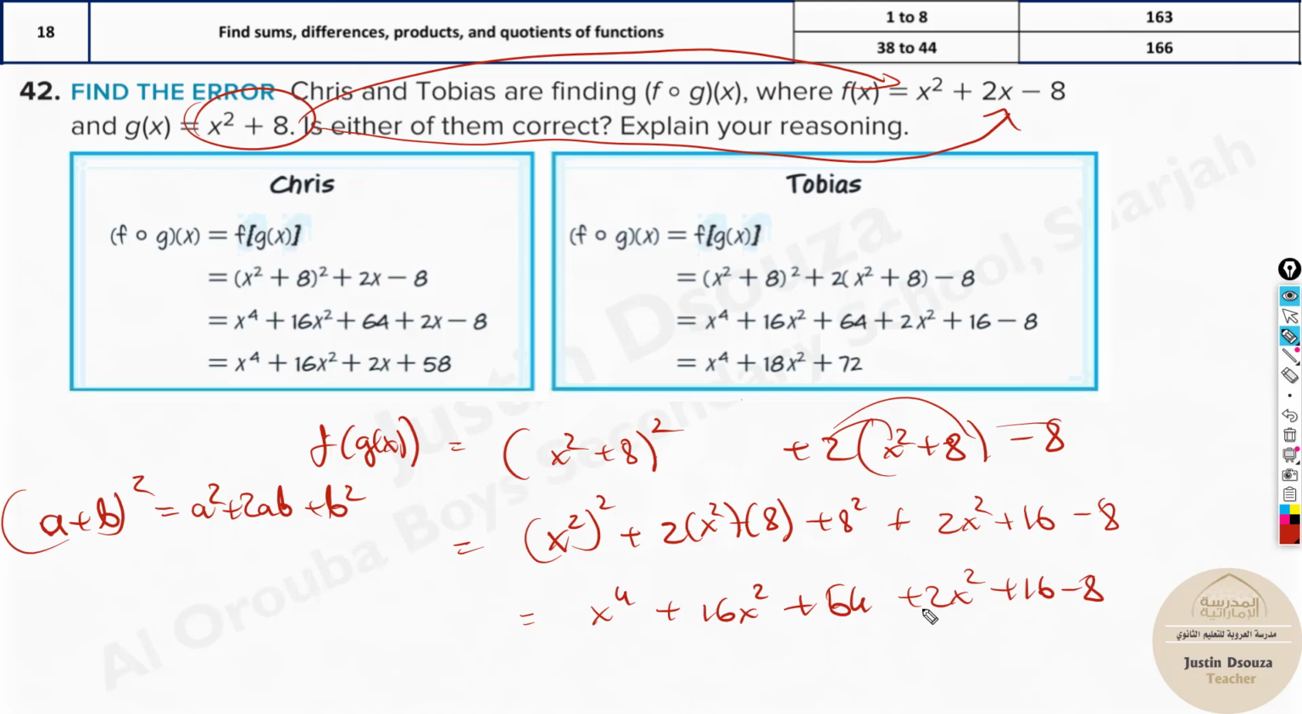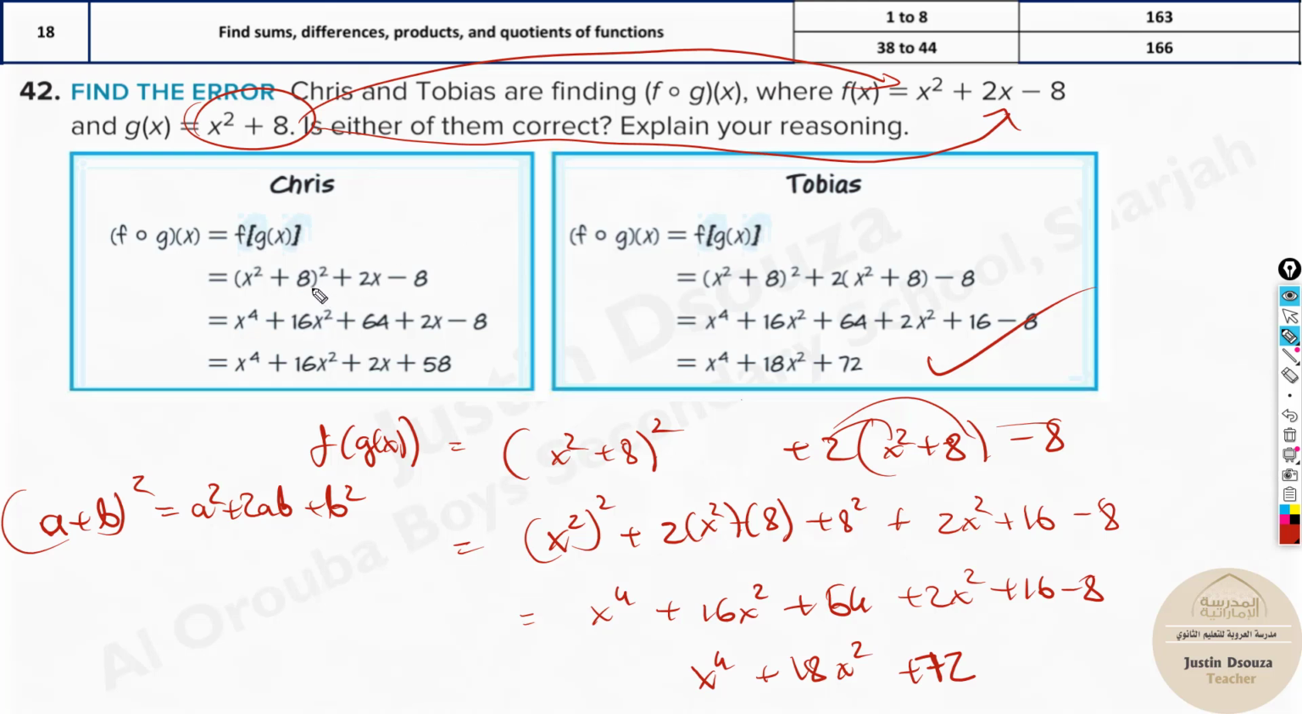So add them all up. It will be 64 plus 16 minus 8, and that's going to be 72. So x power 4 plus 16 plus 2 is 18x squared plus 72. This is the final answer. And I can see that Tobias did it correctly. Now, what mistake did he do? Explain your reasoning is there.